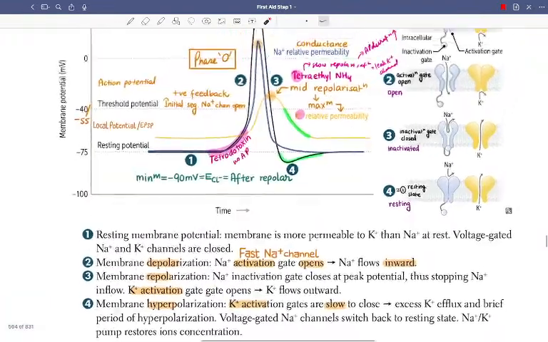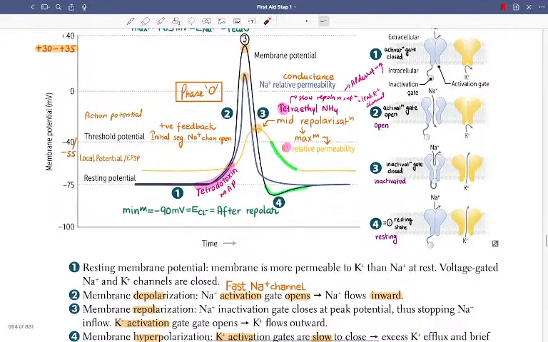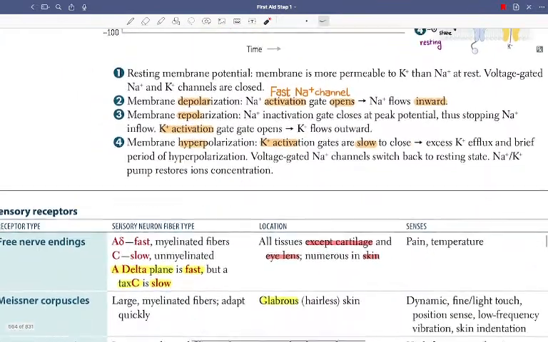And actually this part, open and inactivated, this had come in the exam, and this can come as a rearranged question also, a match the following question. So open and inactivated gate when it's closing, then you have the downstroke, and at rest you basically have the activation gate closing and then the inactivation gate opening.